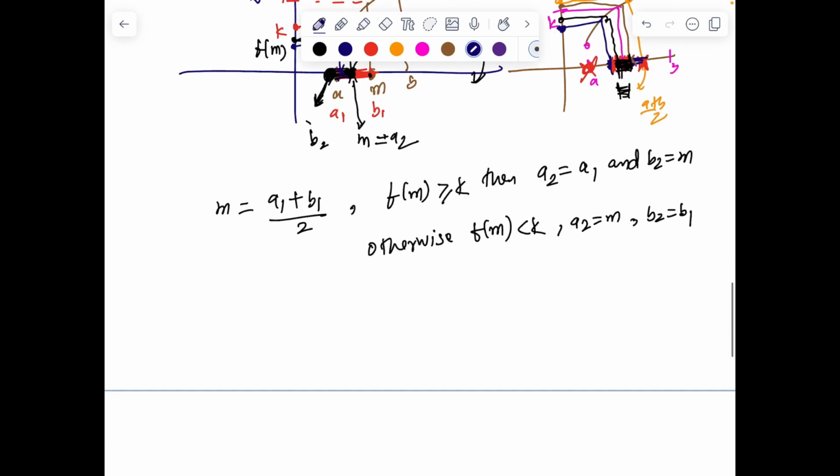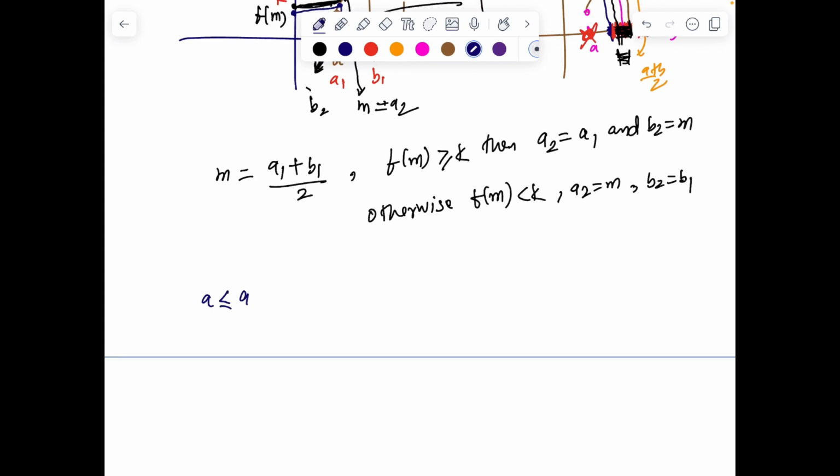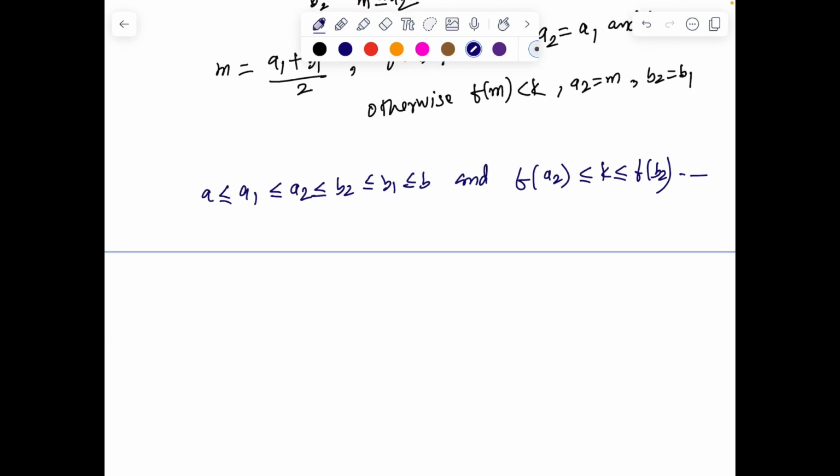तो यहाँ से आप clearly देख सकते हो कि what we have done in the second step is a is less than or equal to a1, is less than or equal to a2, is less than or equal to b2, is less than or equal to b1, is less than or equal to b, and f of a2 is definitely less than or equal to k, is less than or equal to f of b2, and we'll repeat this and so on. So now we therefore construct a sequence of segments growing smaller in size, such that the interval [a1, b1] is a subset of [a, b]. Similarly, this is a subset of, and so on, till [an, bn], and so forth.